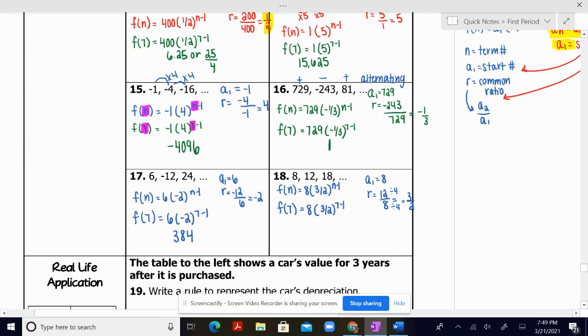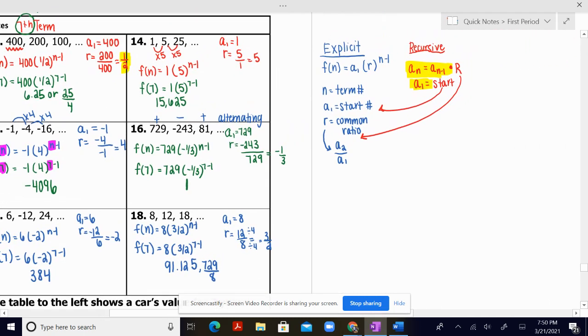Once again, make sure you're putting your r in parentheses and your exponent is 7 minus 1. That's going to give me, and this is a decimal, 91.125. Or, if you use a math bracket, you may have gotten 729 over 8. Either one of those answers is correct.